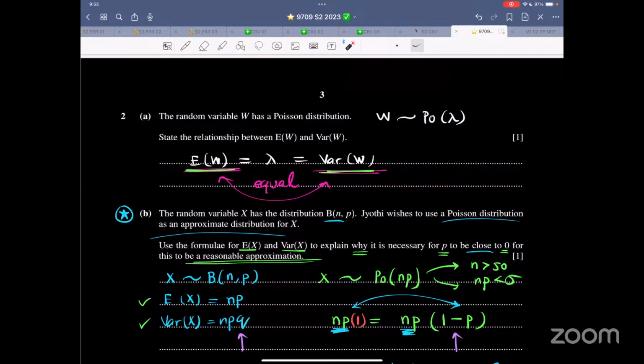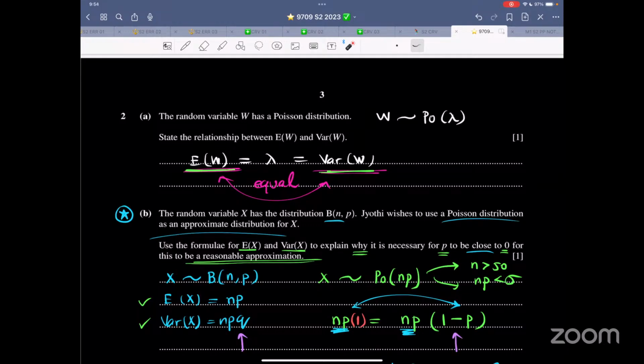Now it says the random variable W has a Poisson distribution. W follows a Poisson distribution with lambda. State a relationship between E(W) and variance of W. So now it's a property of Poisson distribution that the mean and variance should be the same.